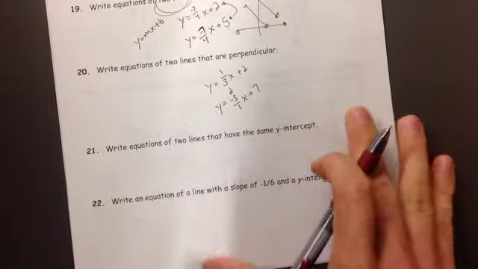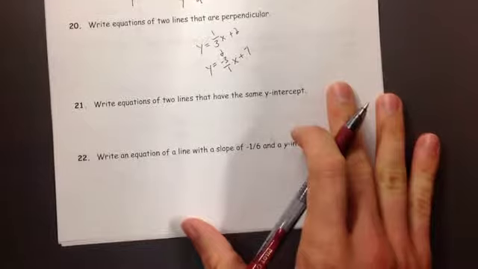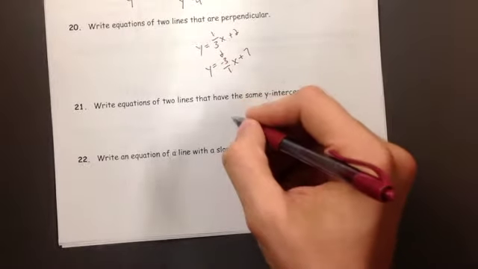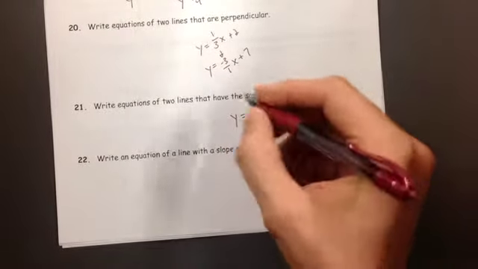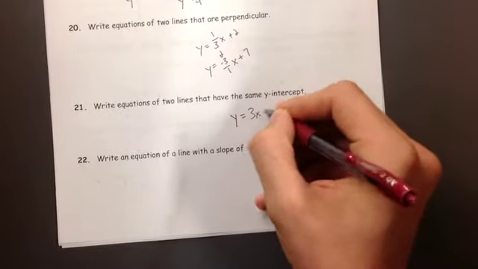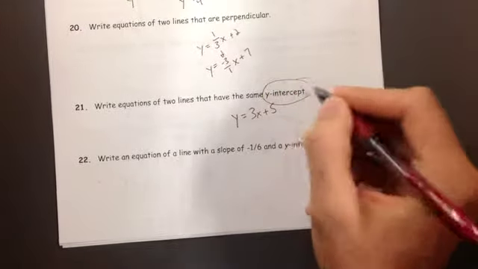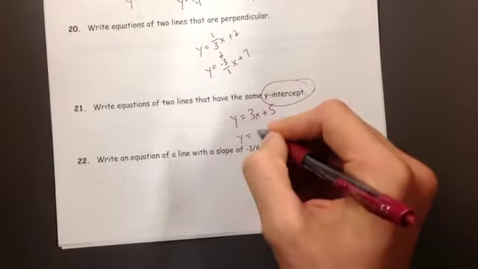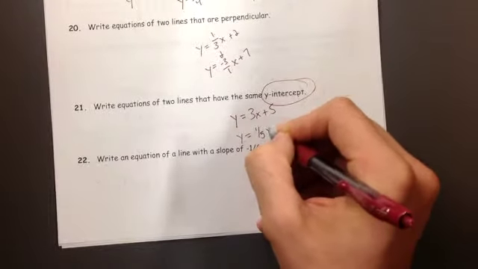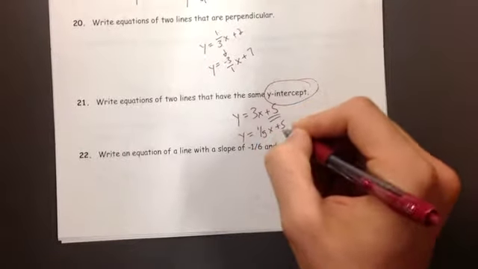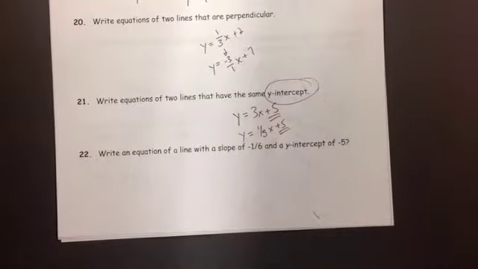Write two equations that have the same y-intercept. We set up our equations. y is equal to 3x plus 5. All they're asking us to do is keep that y-intercept the same. So I'm just going to write 1/5x plus 5. You'll notice I kept that y-intercept the same. You could have lots of different answers here. As long as your y-intercept's the same, you will be all right.